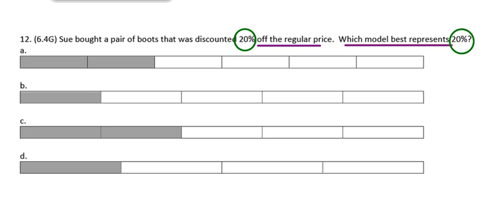Question 12. Sue bought a pair of boots that was discounted 20% off the regular price. Which model best represents 20%? Look carefully at the pictures.